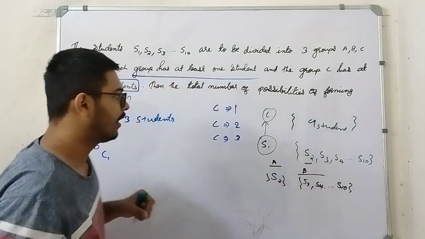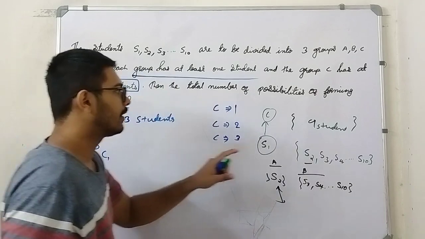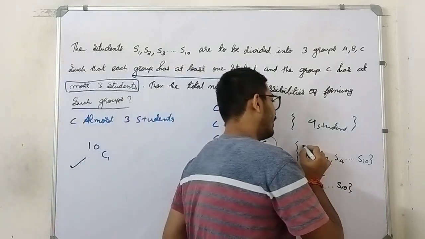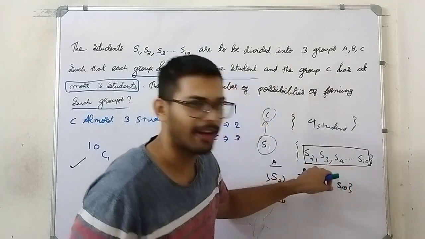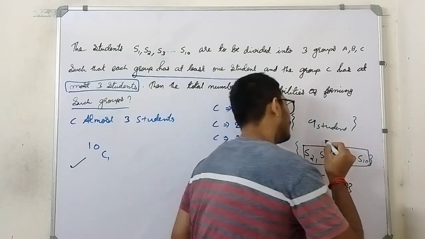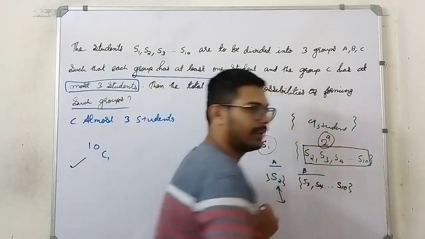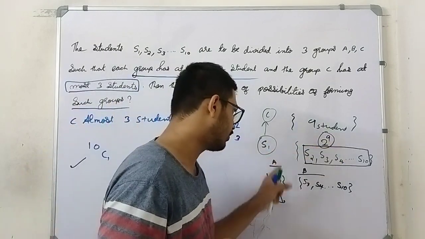Which means, how many different ways can you select A? The answer is the number of subsets this set has. As this set has 9 elements, the number of subsets is 2 raised to 9.